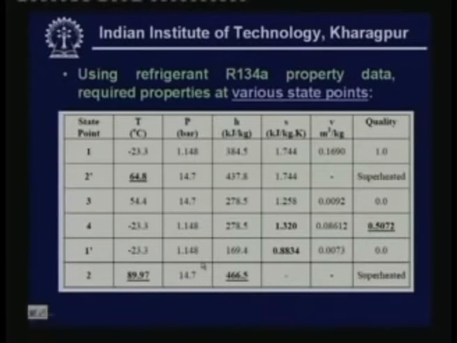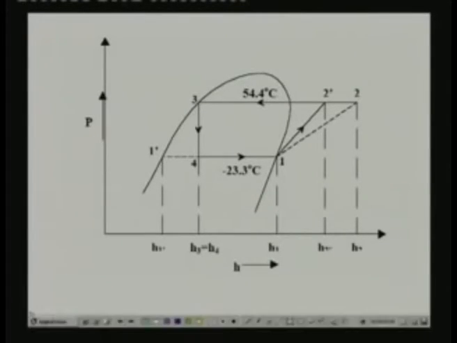So now using refrigerant property data, let us find out the required properties at various state points. Let me quickly explain how to find out the properties. What is it that we know, and how do you find the rest of the properties? We know that the evaporator temperature TE is minus 23.3 degrees centigrade, and the condensing temperature TC is 54.4 degrees, both given to us. And we also know that the exit of the evaporator, that is point 1, is saturated vapor, and exit of the condenser, point 3, is saturated liquid. It is also mentioned that the isentropic efficiency of the compressor is 0.65. What do you mean by isentropic efficiency of the compressor 0.65?